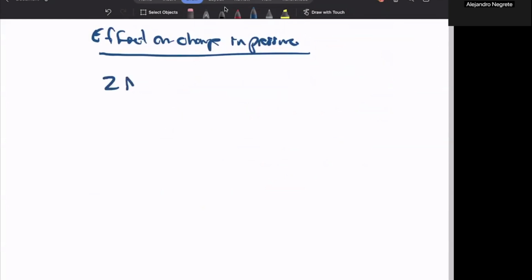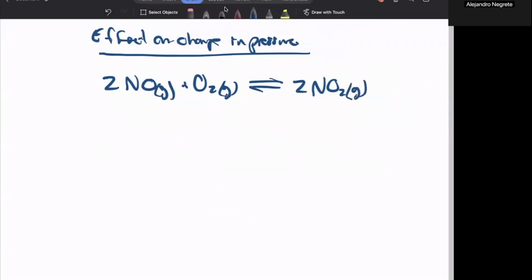So let's propose some formula here. We have some nitrogen monoxide gas, plus we're going to add a little bit of O2 gas to that, reversible reaction, and we're going to get some nitrogen dioxide as a result. So what happens if we increase the pressure? What I want you to notice here, I'm going to underline these. Everybody understands that there's an imaginary one here.